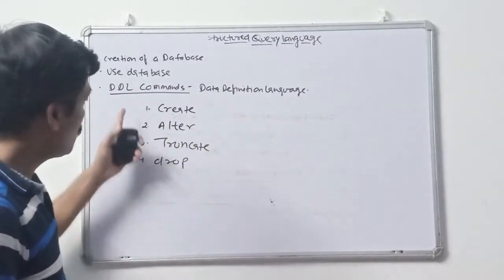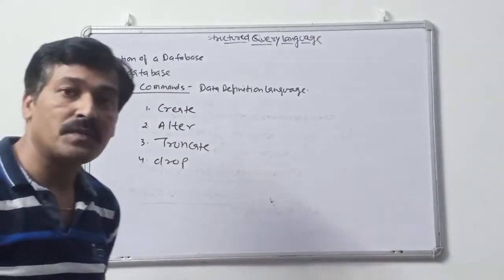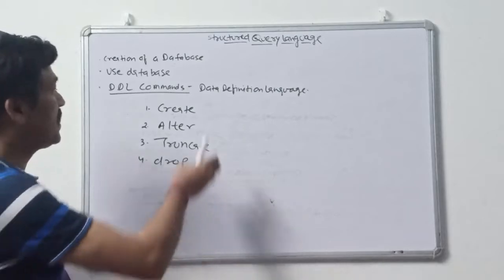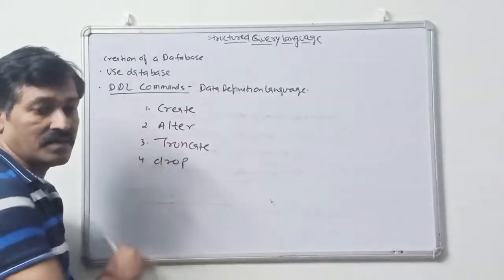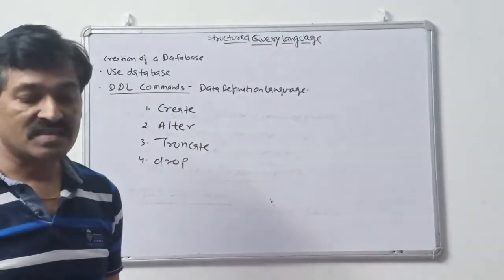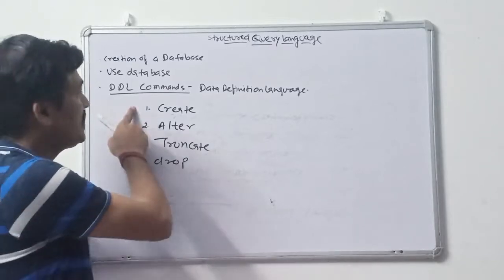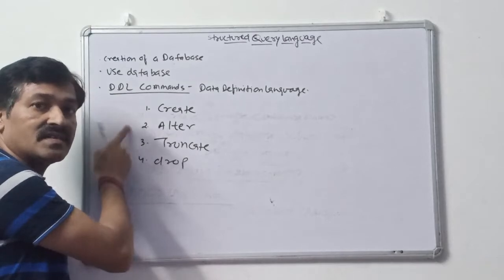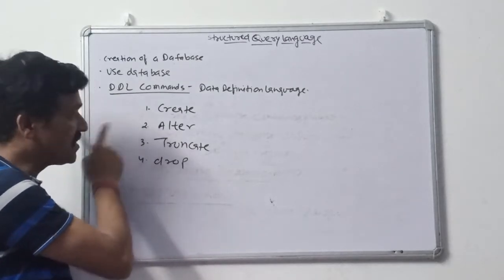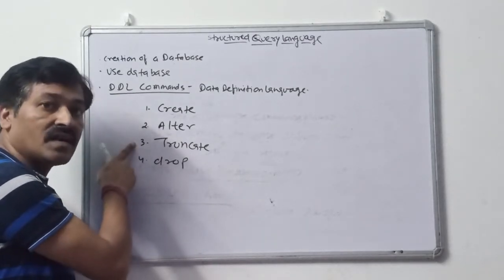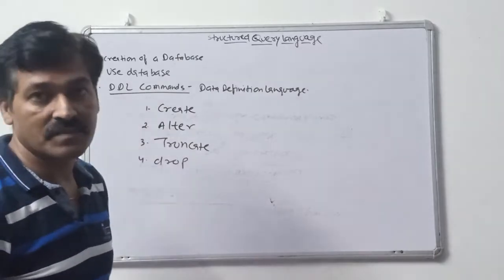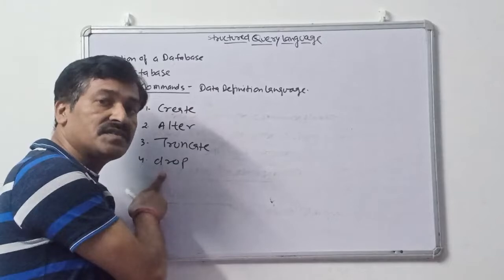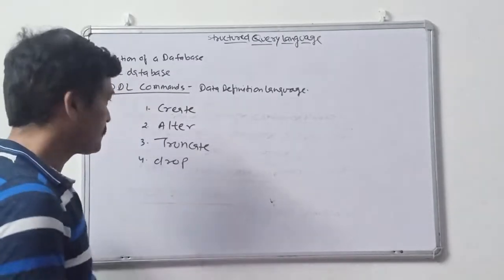So these 4 commands will not work upon the data directly. These commands will work upon the structure of the table. The structure of the table we can create by using the create command. By alter, we can modify the structure of the table. Truncate removes all the records from the table, so only the table structure is left. And drop is used to delete the table.